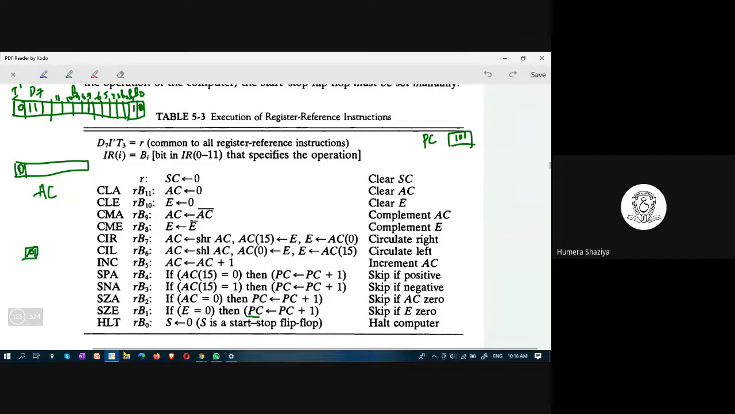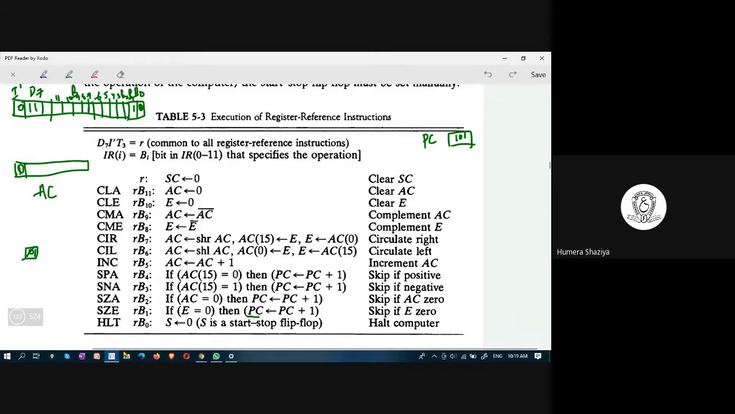All right. And increment, INC, is bit 5. Bit 1 is SZE, bit 2 is SZA, bit 3 is SNA, bit 4 is SPA, bit 5 is INC. And R is D7 I dash T3. AC equal to AC plus 1. You are incrementing the AC value, whatever is the value of AC.